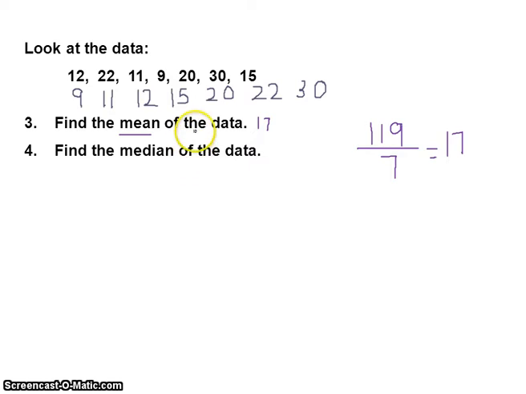Find the median. The median is a number in the middle. There are 7 numbers in the data set. That's an odd number, so I know I will have a number in this data set that represents the median. So let's go to the middle, crossing out the ends as I work toward the middle, and that leaves me 15. So the median is 15.